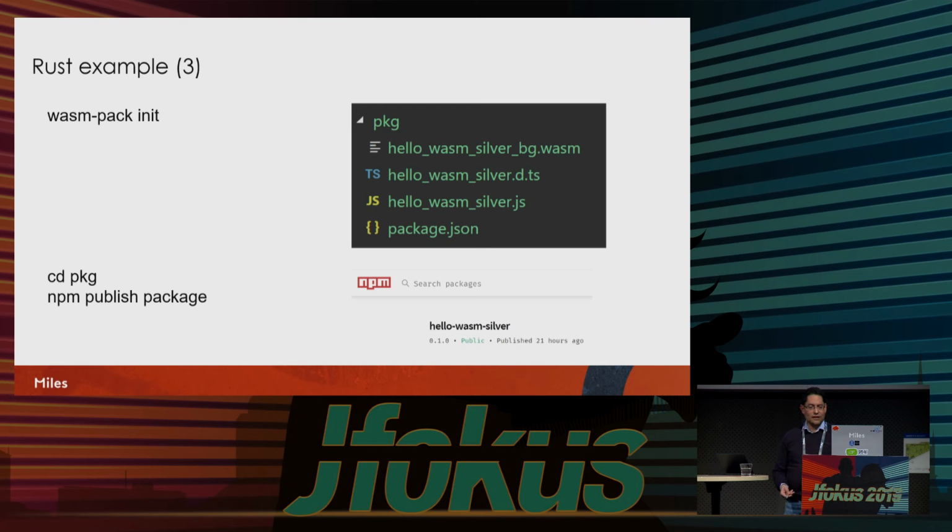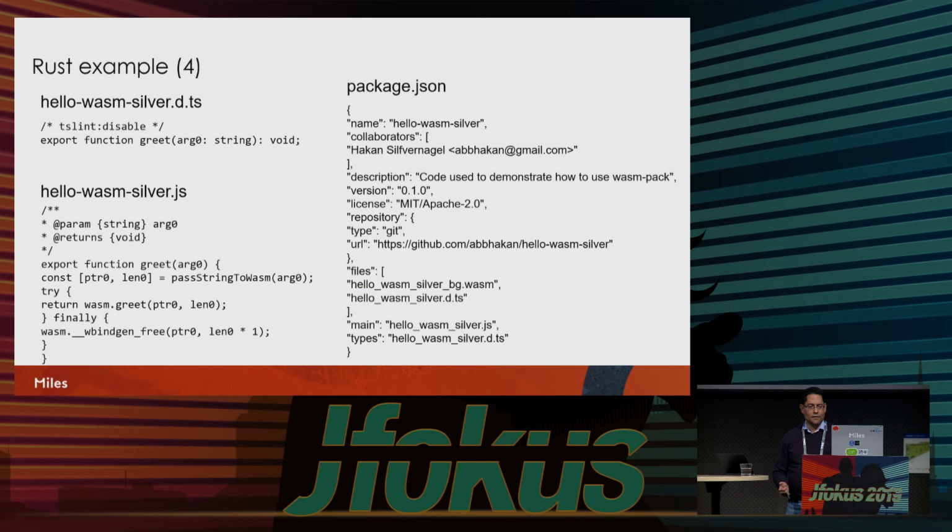So I just called my npm package Hello Wasp Silver, which was the code that we were just looking at, and now we'll just have a look at what was generated into this package folder. So first of all, we have a TypeScript file. And in this TypeScript file, we have the type definitions for our code. Basically, that is the name and the parameters for the functions that we want to be able to call from our JavaScript function.